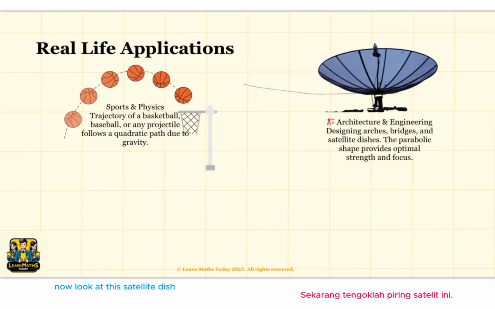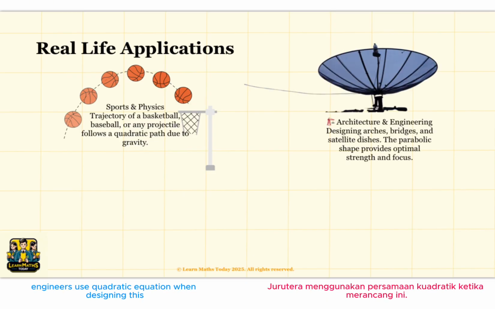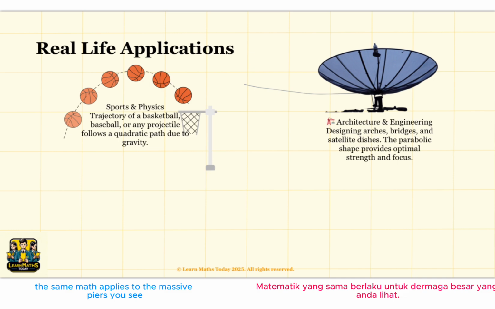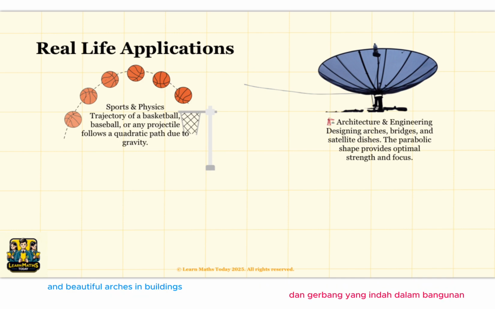Now look at this satellite dish. Engineers use quadratic equations when designing this because the parabola shape does something incredible. It takes all the signals coming from space and focuses them perfectly into one spot. The same math applies to the massive bridges you see and beautiful arches in buildings. The parabola shape isn't just pretty, it's actually the strongest and the most efficient.